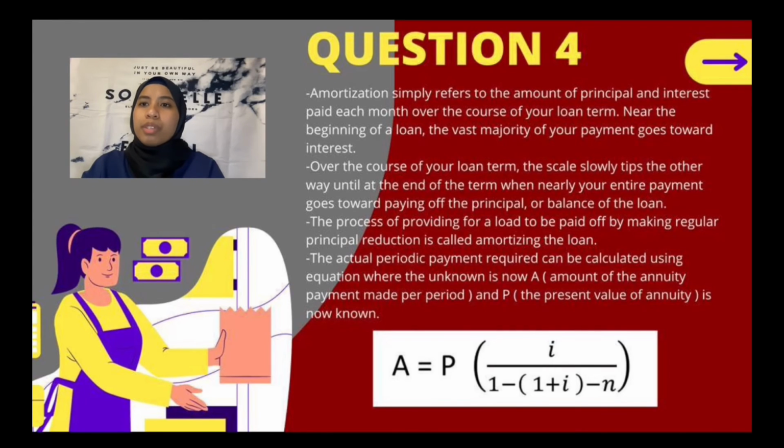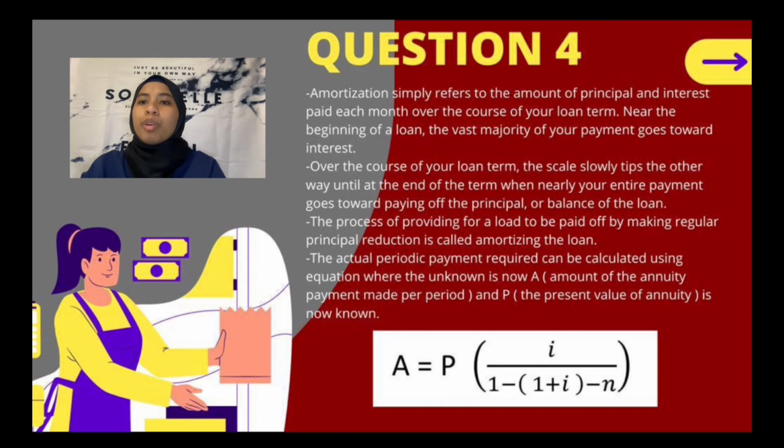Amortization simply refers to the amount of principal and interest paid each month over the course of your loan term. Near the beginning of a loan, the vast majority of your payment goes towards interest. Over the course of your loan term, the scale slowly tips the other way until at the end of the term nearly your entire payment goes toward paying off the principal or balance of the loan.